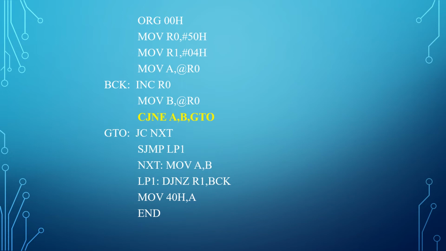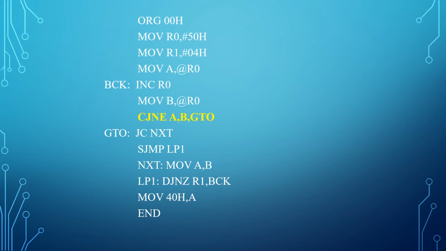Next line, INC R0. That means we are incrementing the value contained in register R0. So now the address in R0 will be 51, so R0 will be pointing to 51. MOV B, @R0. The second number from the database will now be moved into the B register.